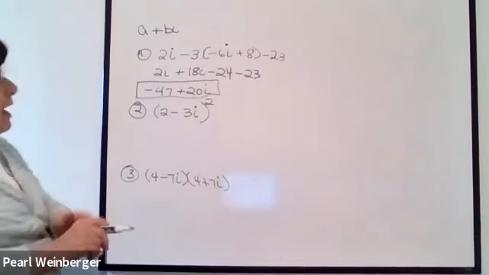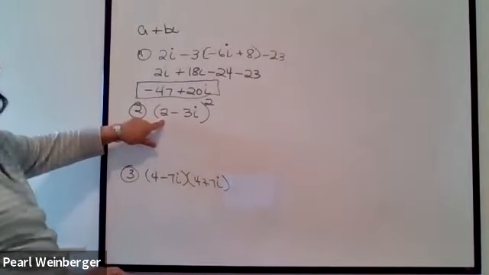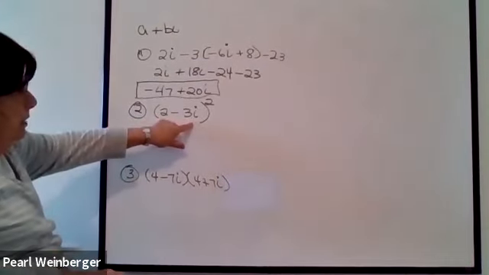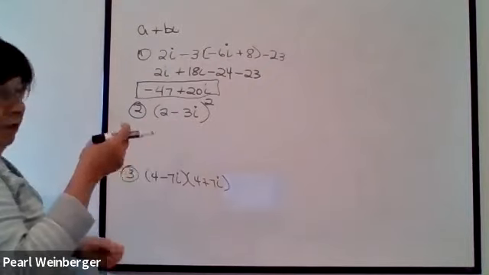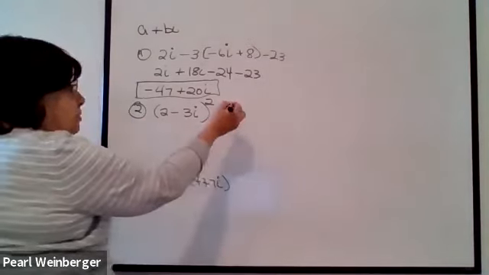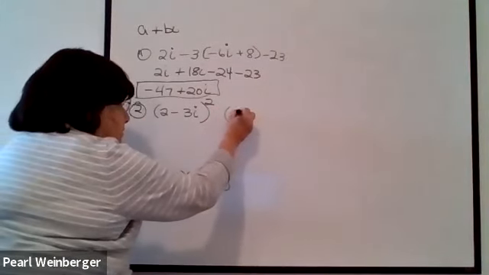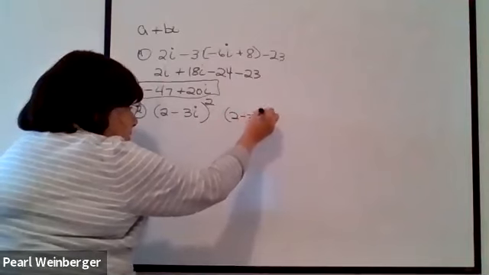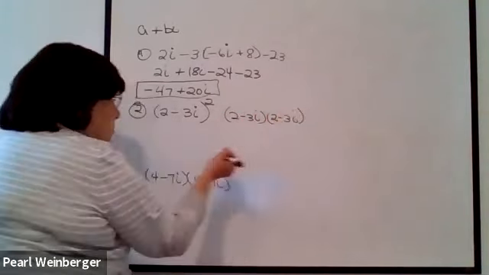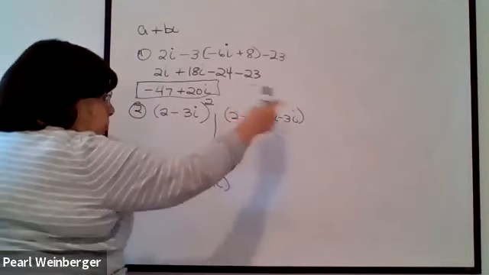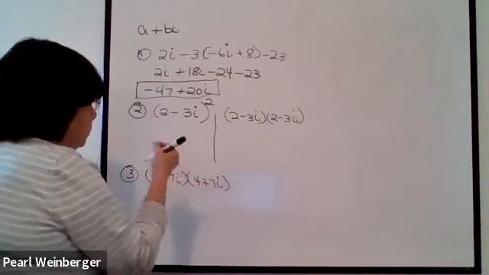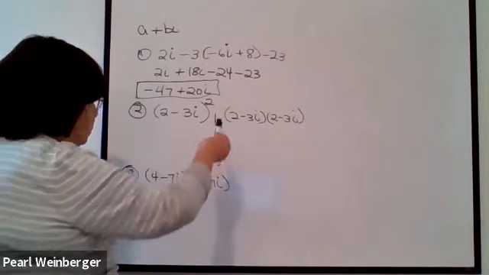Okay, let's work on the second one. The second one we want to do 2 minus 3i squared. And I'm going to do it two ways because it's a binomial squared. One way is just to use FOIL. Do 2 minus 3i times 2 minus 3i, and use FOIL. This is the normal way that we do the squaring of a binomial. Remember, this is just a regular binomial.